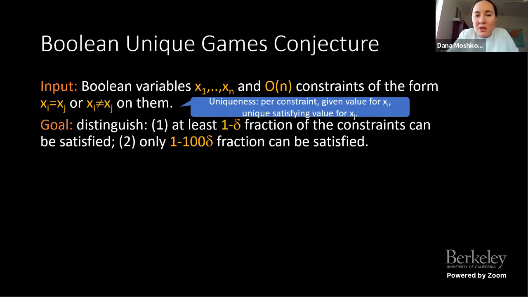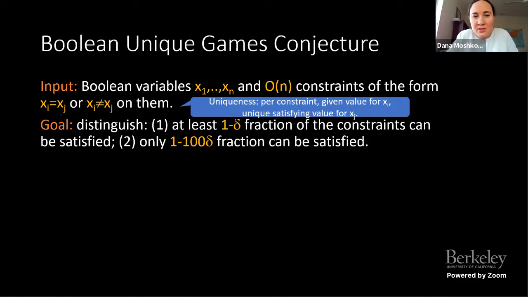So here's the problem. I give you this system of local constraints, this constraint satisfaction problem, and I ask you: can you distinguish whether a 1 minus delta fraction of the constraints can be satisfied, or whether only a 1 minus, say, 100 delta fraction of the constraints can be satisfied? The 100 is completely arbitrary; it's really any constant that you want. Another way, the way that algorithms people think about it, which I find a very useful way.